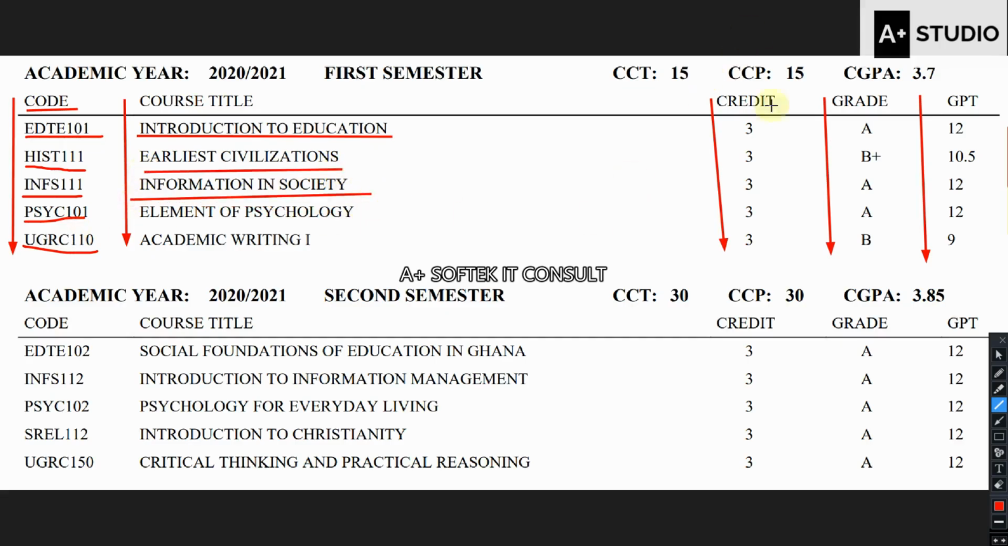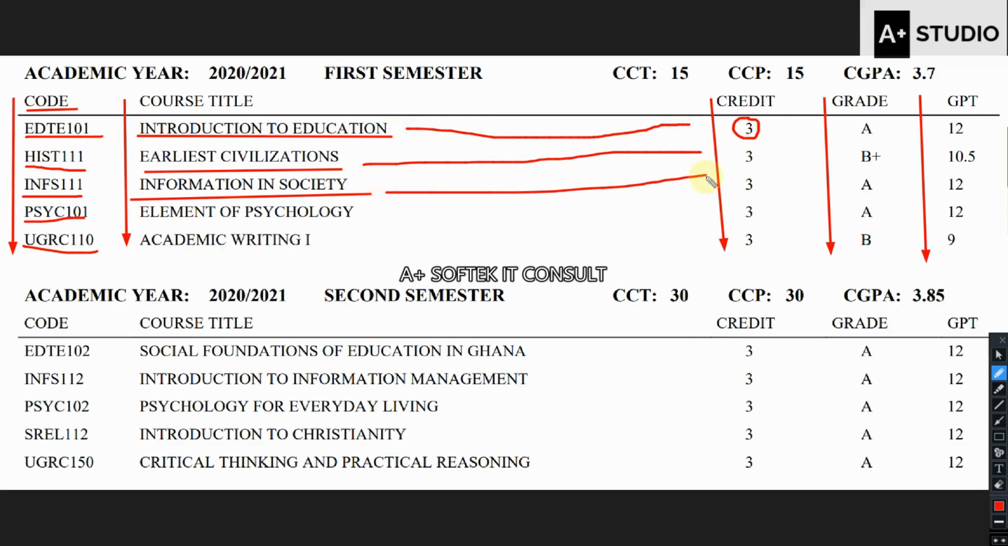What about the credit hours? Credit hours, as I explained earlier, is the amount of time that is required of the student or of the lecturer to lecture or teach the students in class or ask them to do any assessment. So this particular course has 3 credit hours. The same applies to this. So when the lecturer comes to the class, he is supposed to spend within 3 hours on the particular course.